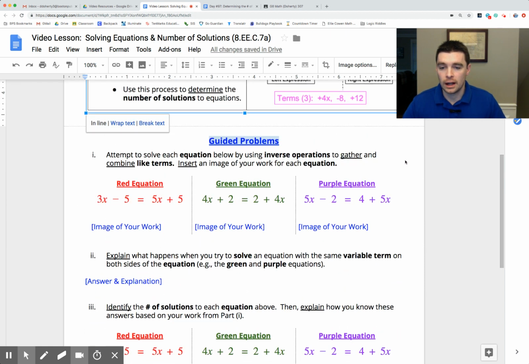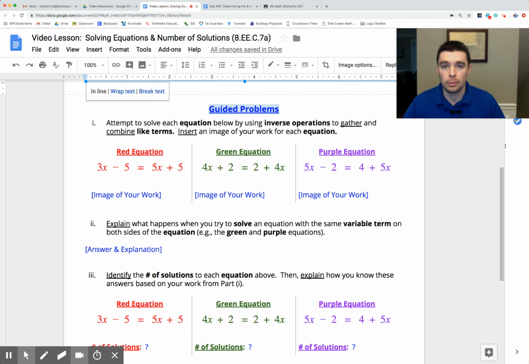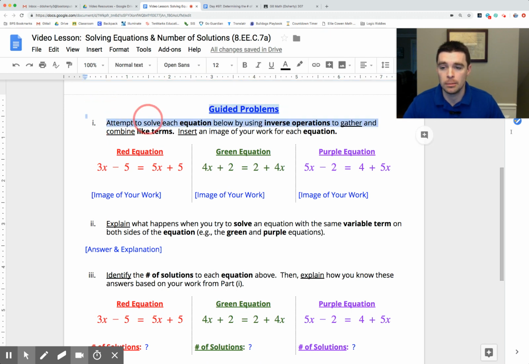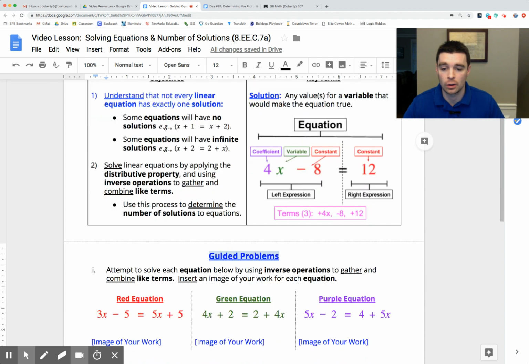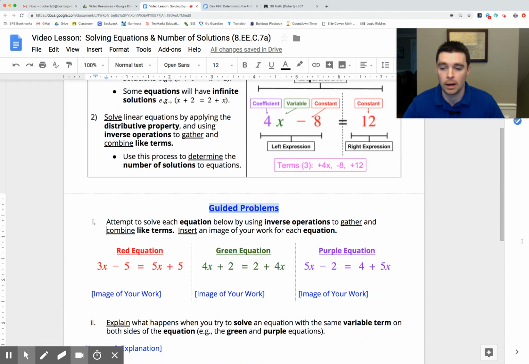As you take a look at the guided problems today, we're going to read through part one. You're going to be pausing the video, trying to figure some of this out on your own. Part one says, attempt to solve each equation below by using inverse operations. Those are the reverse things. I'd take an addition to get rid of subtraction. And then we're going to gather and combine like terms. Gather and combine like terms means we need to get all of the like terms, the x's, on one side of the equation, and all of the regular numbers, what we refer to as the constants, on the opposite side of the equation. That's what it means to gather and then combine the like terms.